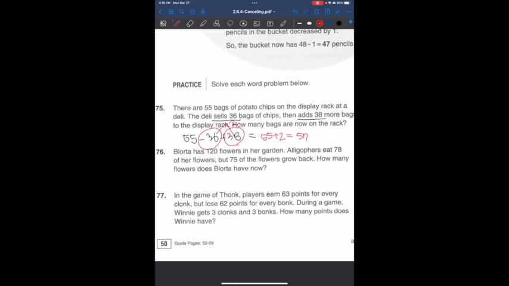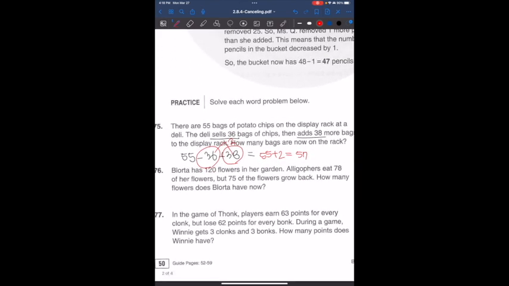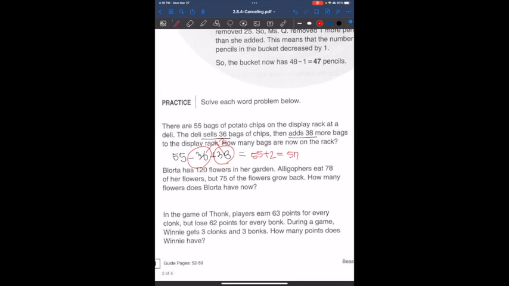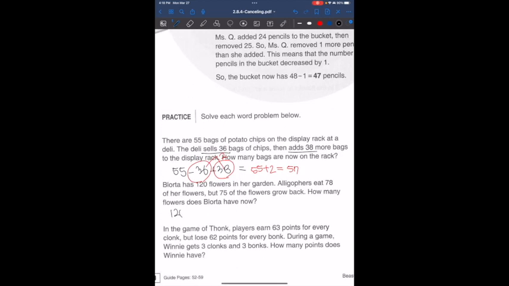Now question number 76. Florida has 120 flowers in her garden. Gophers eat 78 of her flowers, but 75 of the flowers grow back. How many flowers does Florida have now? So we start with 120 flowers, and then gophers eat 78, so we subtract. But 75 grow back, so we add.